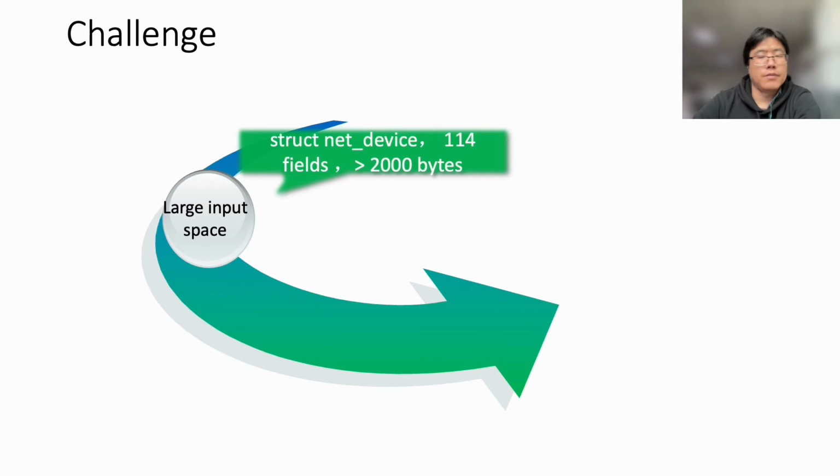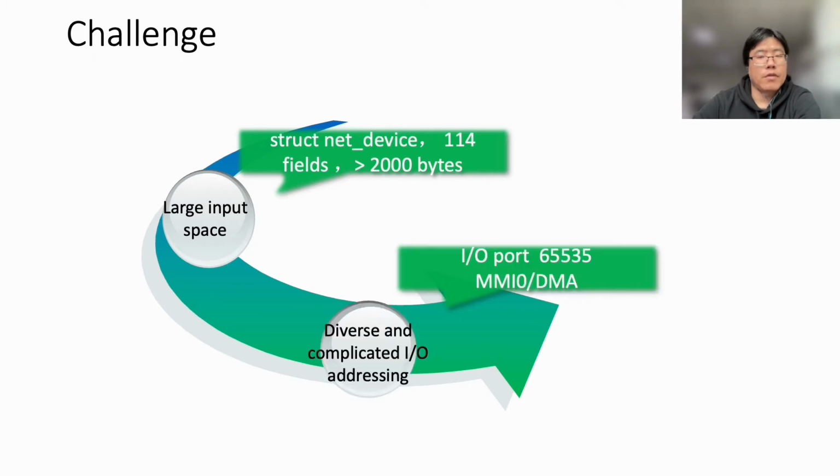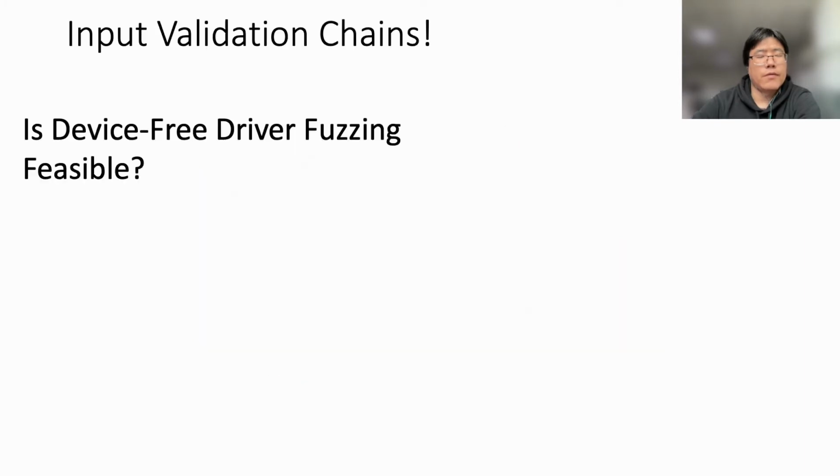The second challenge is addressing diverse I/O devices. There are many ways for the kernel to interact with the device, commonly I/O port, MMIO, and DMA. These methods have a large address space. It is therefore difficult to determine what input is required to enter the current address. To make the kernel construct the required structure without a hardware device, we need to overcome these challenges.